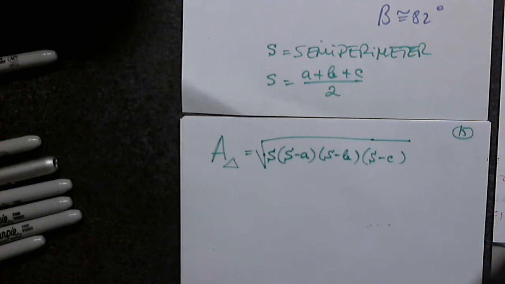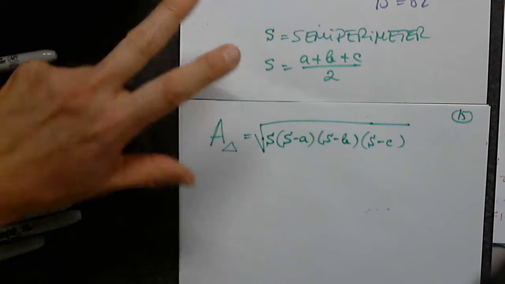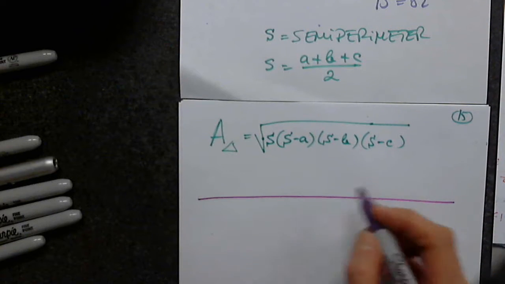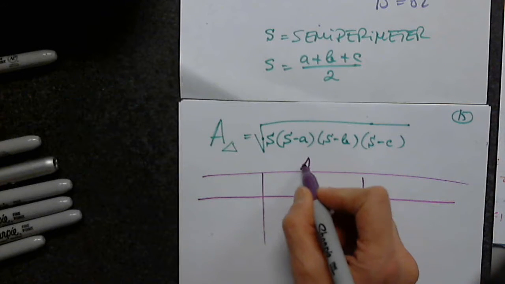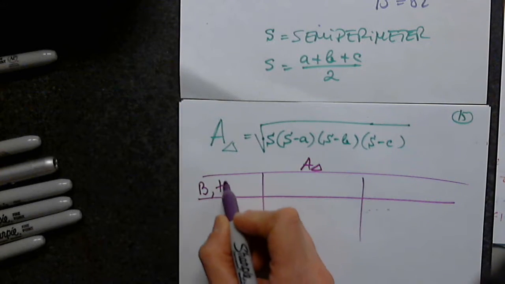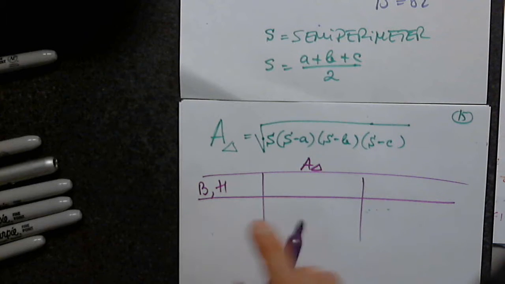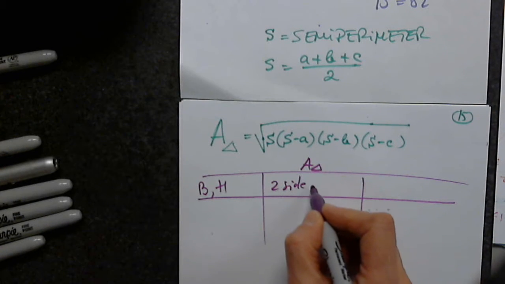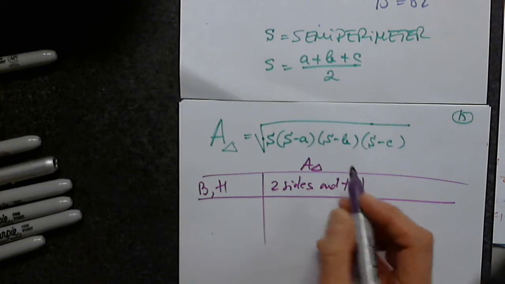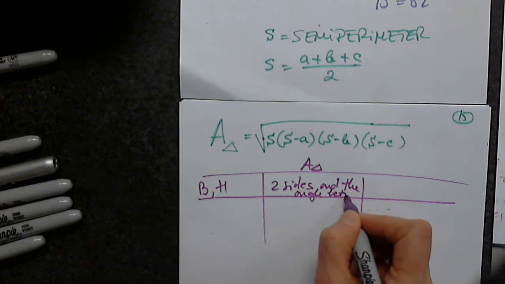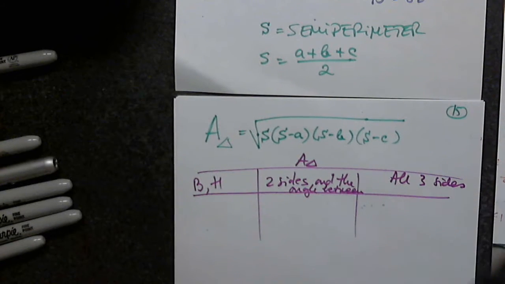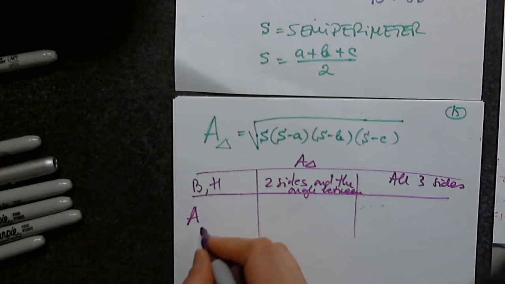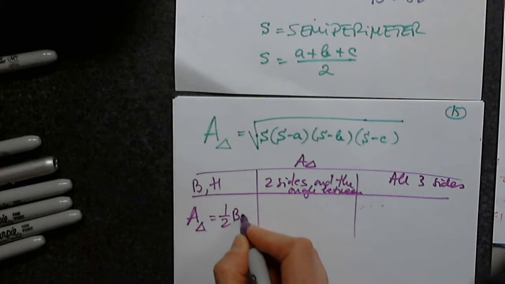So let me review the three possibilities for the area of a triangle. We know three different possibilities. So area of a triangle: base and height are given; two sides and the angle in between them; and here, all three sides. So we have three different formulas. The area of the triangle, if the base and the height are given, is 1/2 base times height.